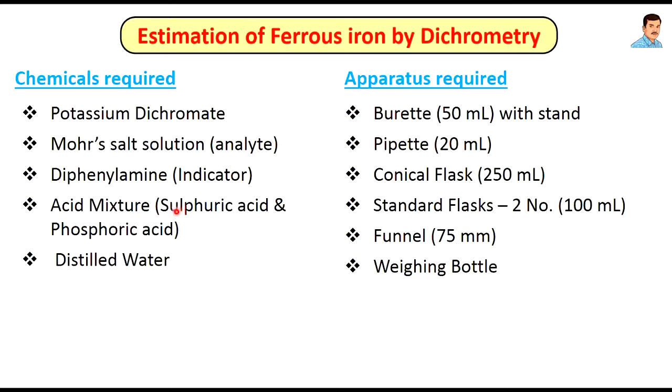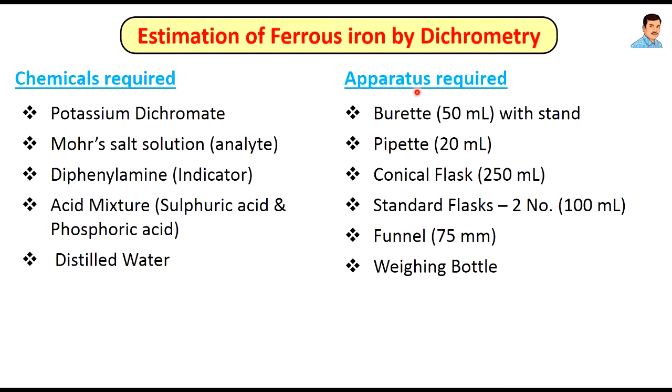We are using acid mixture here, which contains sulfuric acid and phosphoric acid also. Phosphoric acid will reduce the electrode potential of Fe plus 3 and will stabilize the Fe plus 3 iron. For that purpose, we use phosphoric acid. So acid mixture is used, then distilled water. These are the chemicals needed.